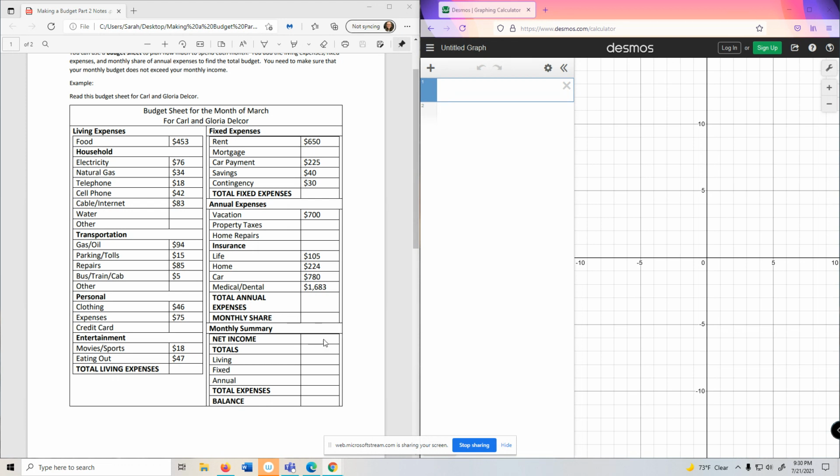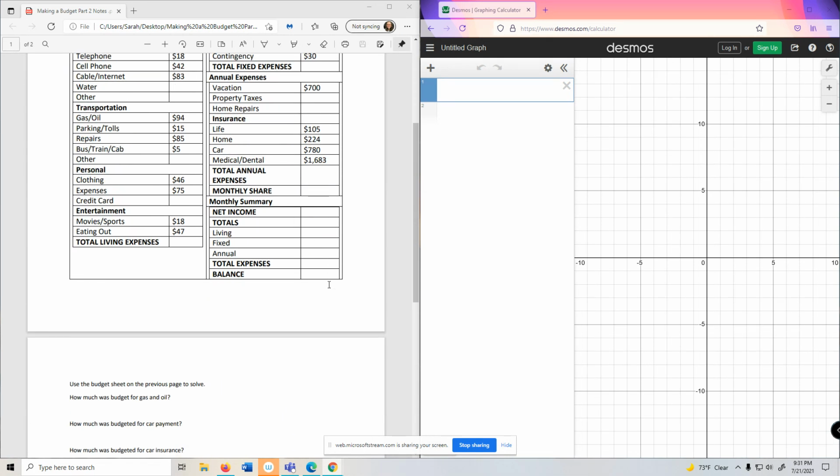Net income, which is how much money either yourself or as a family you are bringing in. And then balance, which is all of your net income minus all of your expenses. You want your balance to be 0 or greater. If it's 0, you break even. If it's more than 0, that means you actually have money you can save up or push forward to the next month. If your balance is less than 0, that means you're spending more money than you have and you're going into debt.